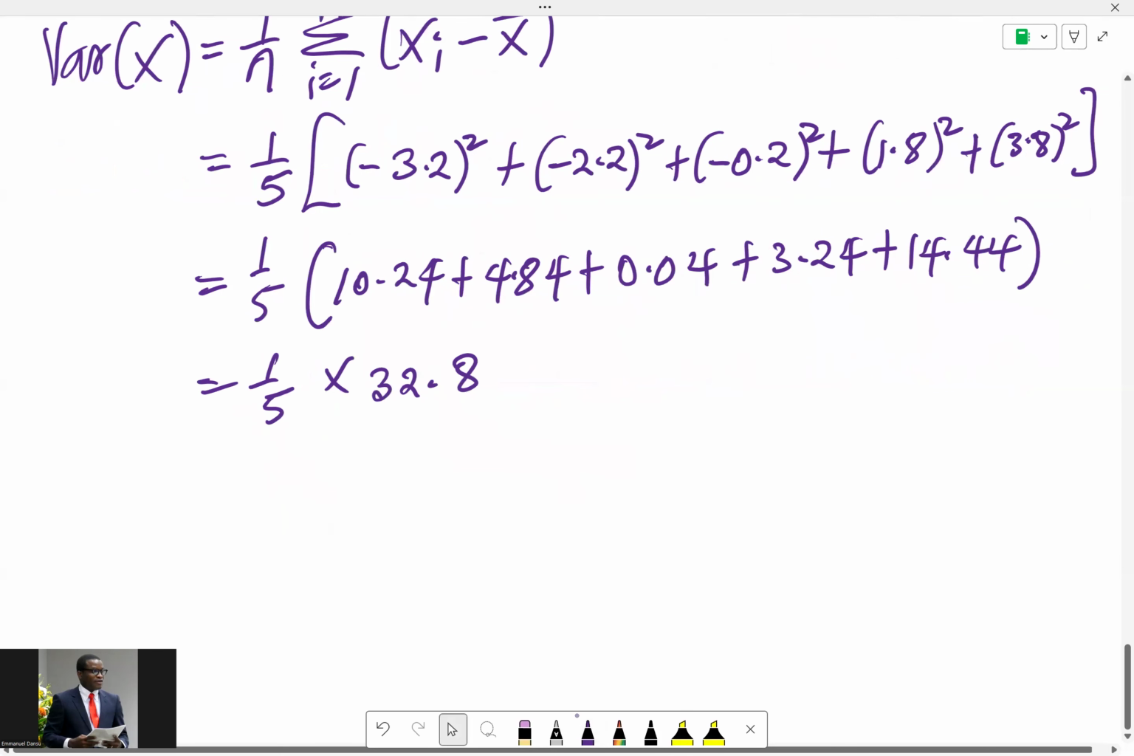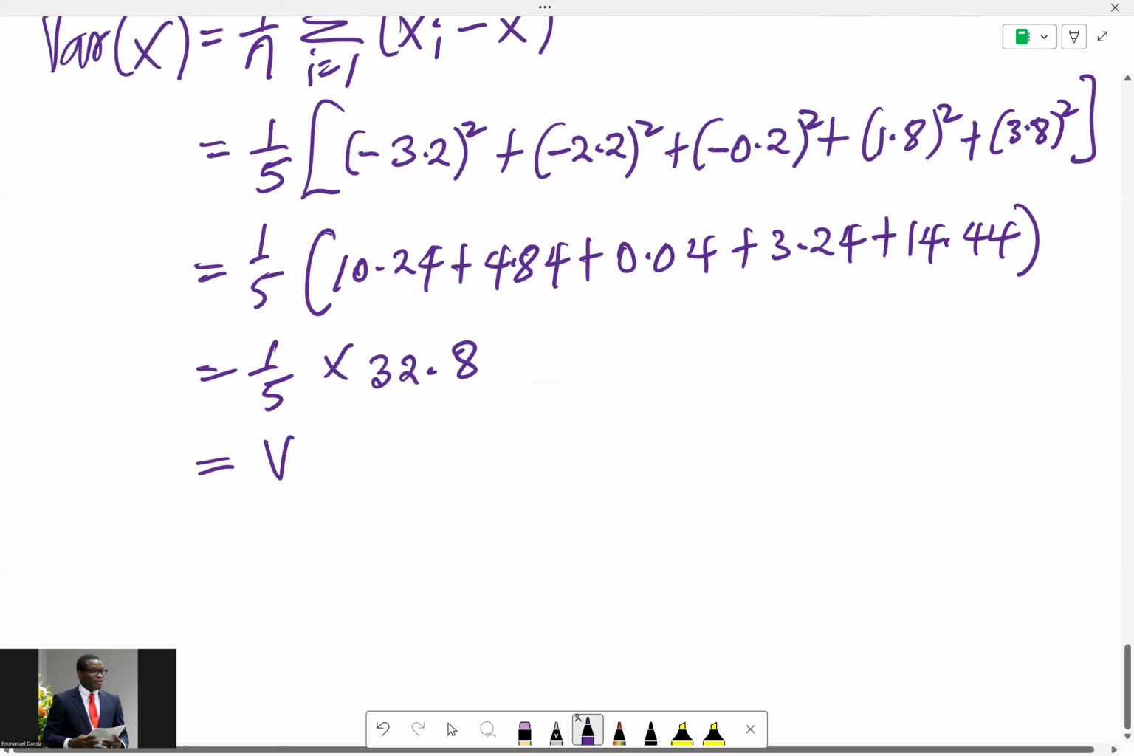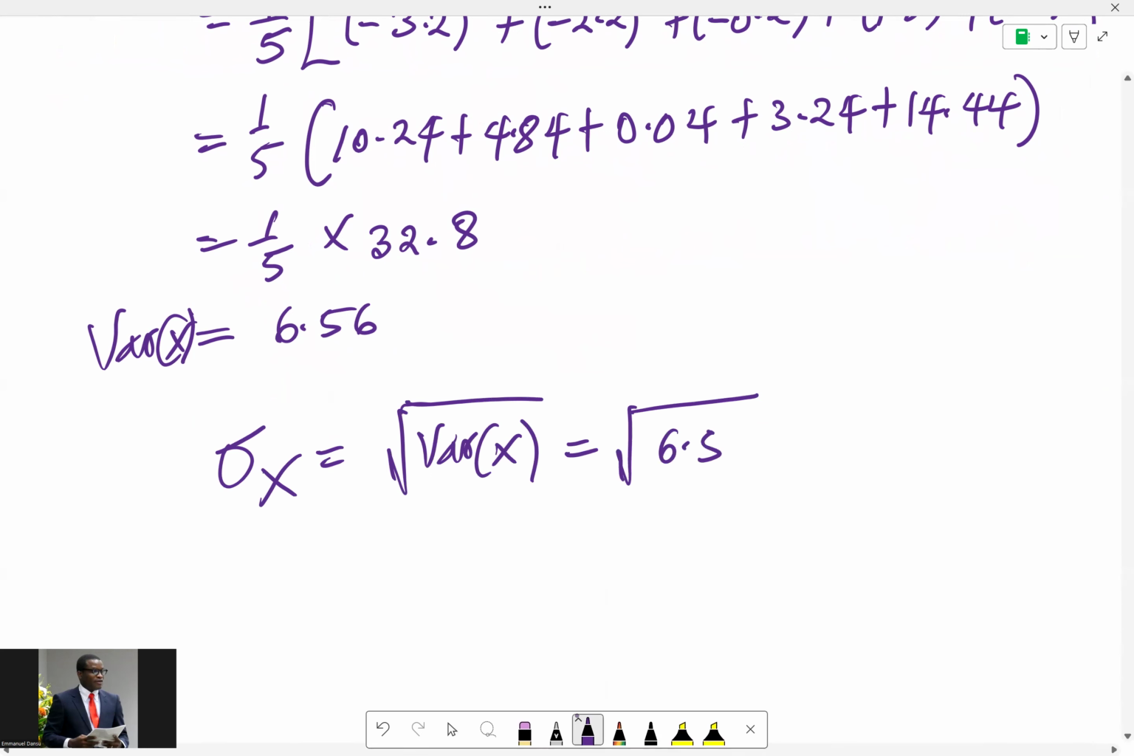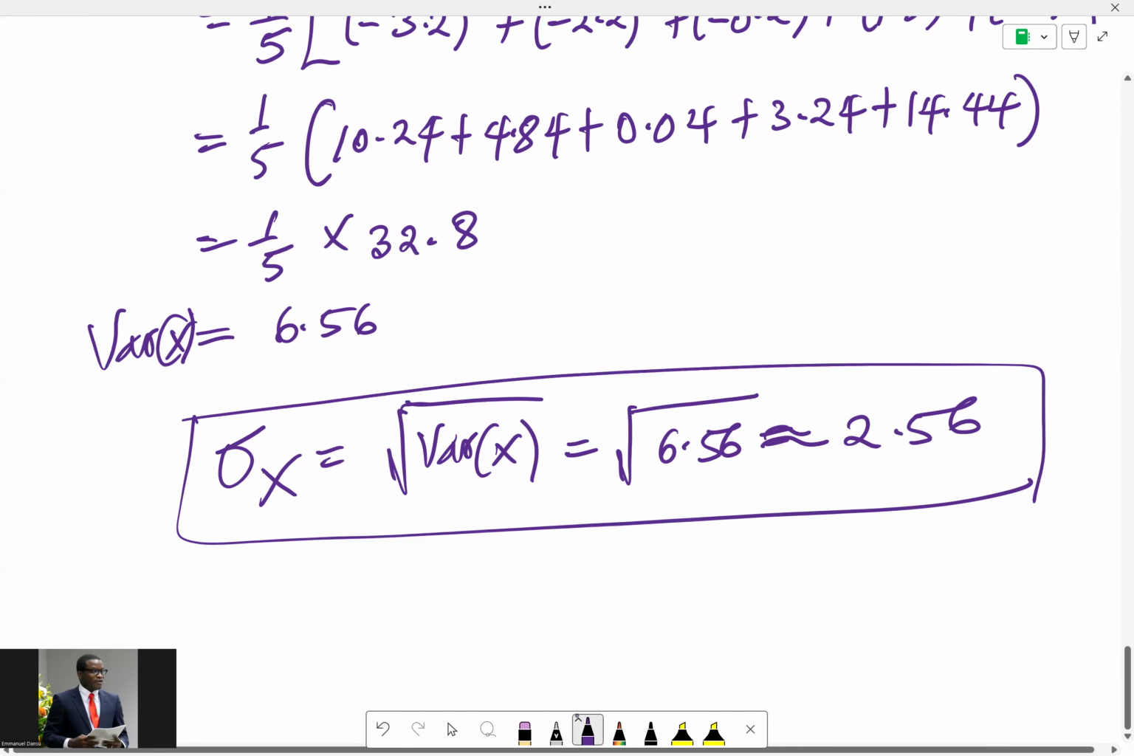And that means that the variance of x is 6.56 if you divide. So sigma x itself is the square root of the variance of x, and that is the square root of 6.56, which is approximately 2.56. So that's the variance of x.